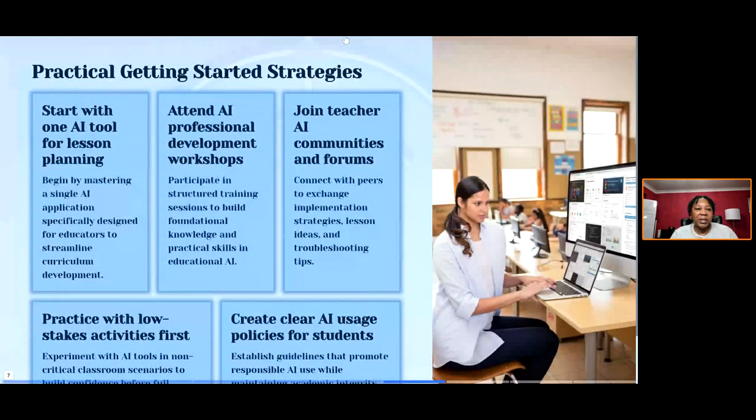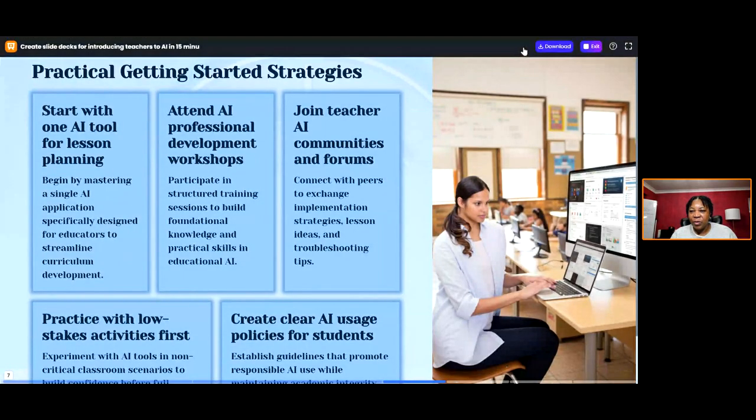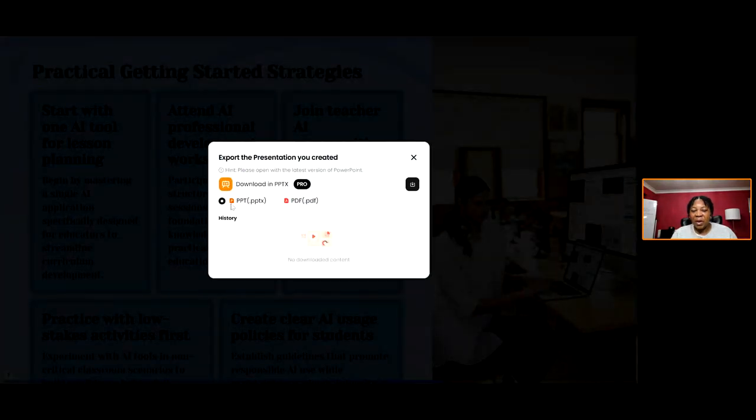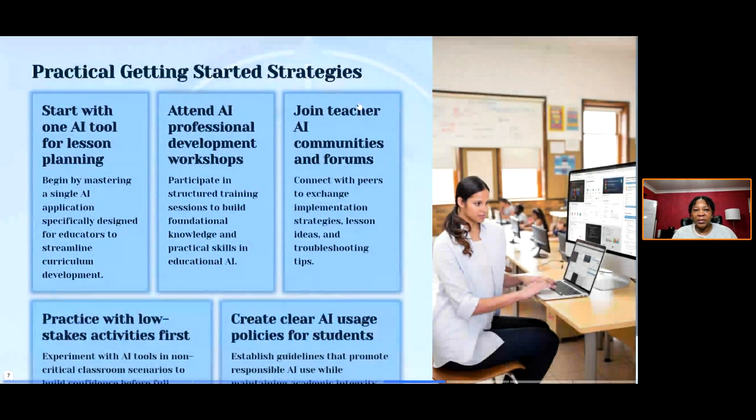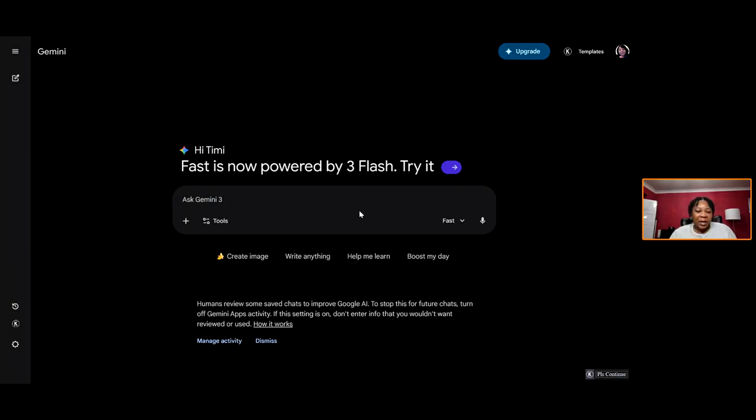Okay, so let's see if I can, let me see. So if I wanted to download, you can see it would download. Let's see. I can download as PowerPoint or PDF. So once I download, I can adapt it if it's a PowerPoint. Okay. So I'm just going to go to Google Gemini. Okay, this is Gemini by Google.